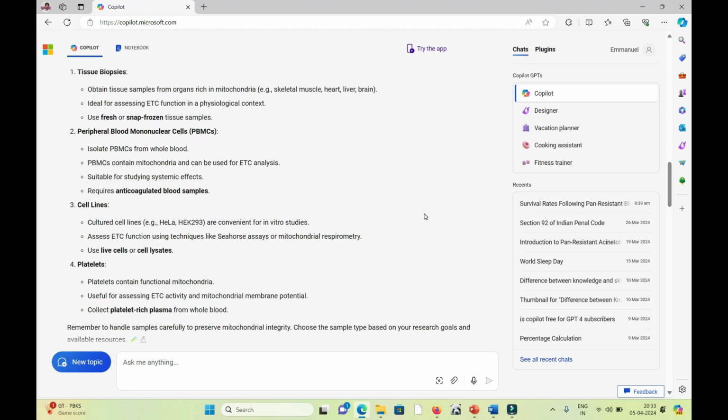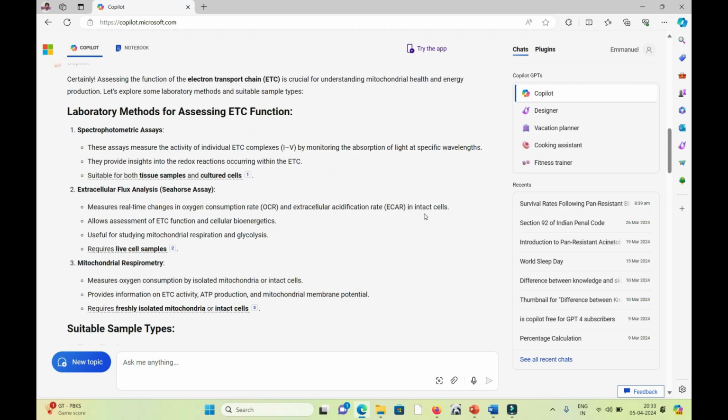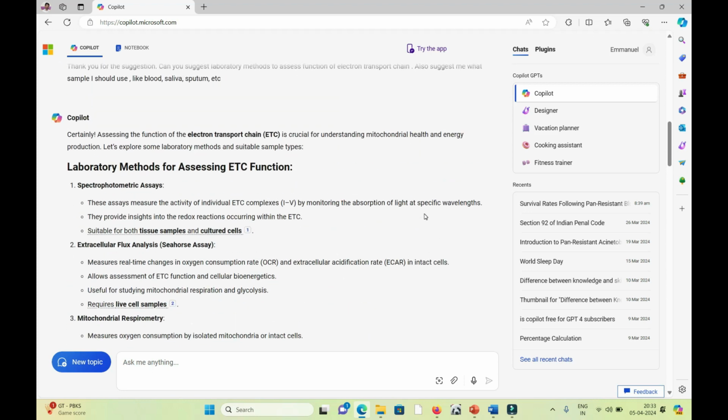So platelet rich plasma from the whole blood. So I can take the blood, I can take the platelet rich plasma and see. So it is giving me some options for the samples also. So again the response is impressive. It has given me what tests I can do for the electron transport chain, and it is also telling me what samples I can take to assess that.